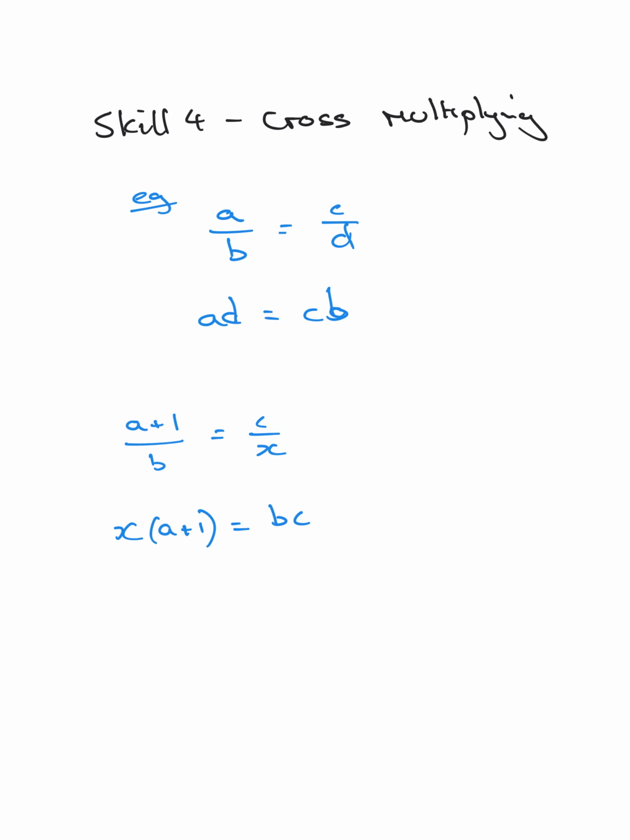Now, don't fall into the trap of expanding the bracket. It's going to create a lot of work for you. All you need to do is now divide by a plus 1. So x equals bc over a plus 1. And we're done.